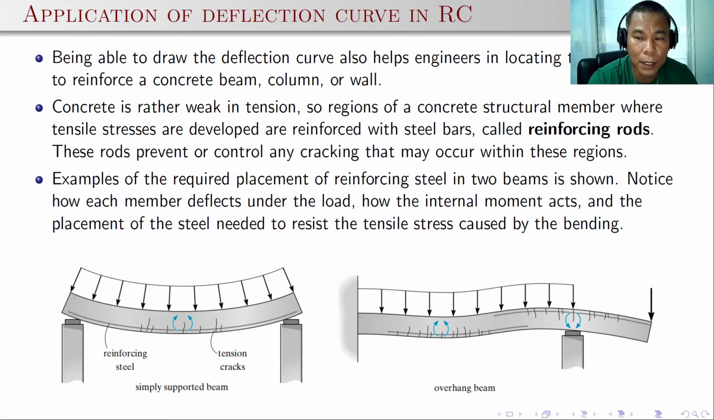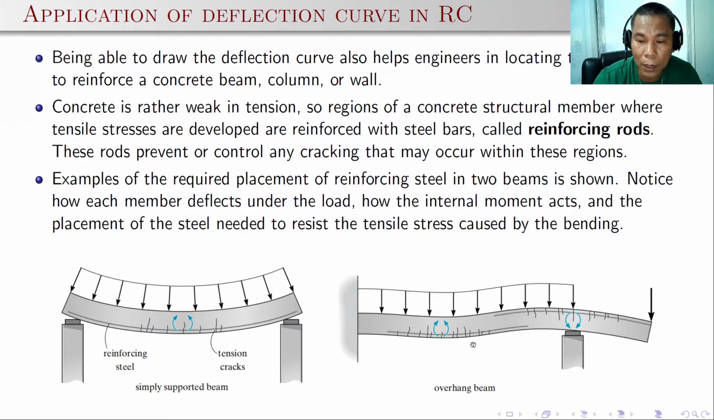Okay, so here is an example, a simply supported beam loaded with uniformly distributed load, and the beam will bend downward, so the elastic curve is concave upward. So the tension is located at the bottom and the top fibers are in compression. Since concrete is weak in tension, cracks will initiate here, and this is where the reinforcing steel is needed.